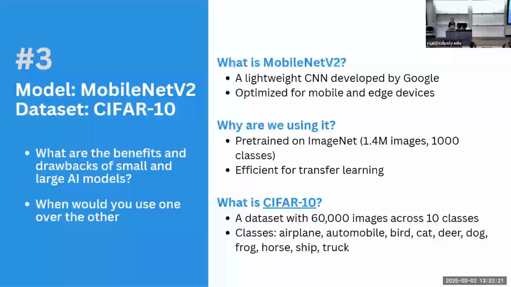We are going to fine-tune it, which is transfer learning, on a data set called CIFAR-10, which is a really common data set of 60,000 small images divided into 10 different classes. The classes are automobiles, birds, cats, deer, dogs, frogs, horses, ships, and trucks.